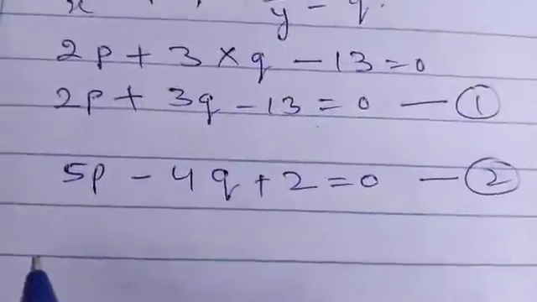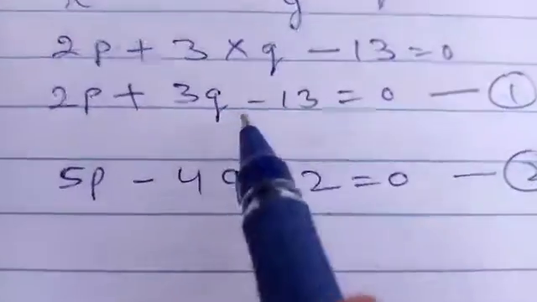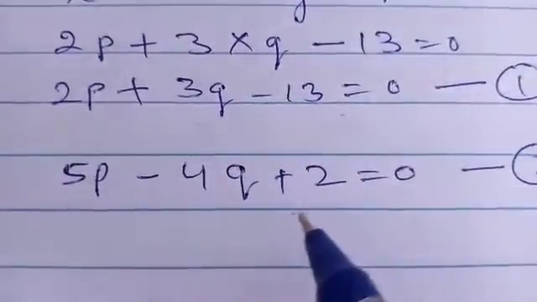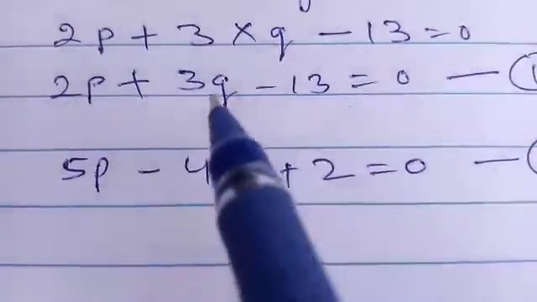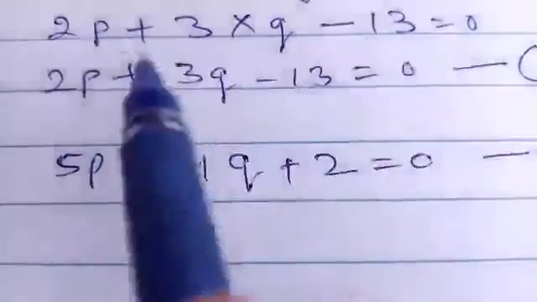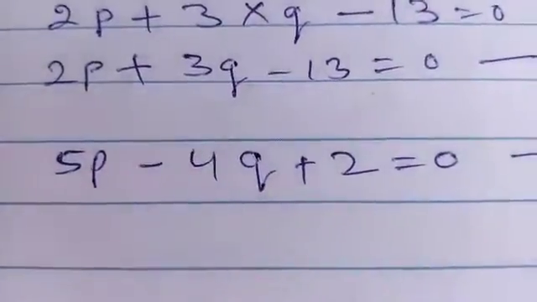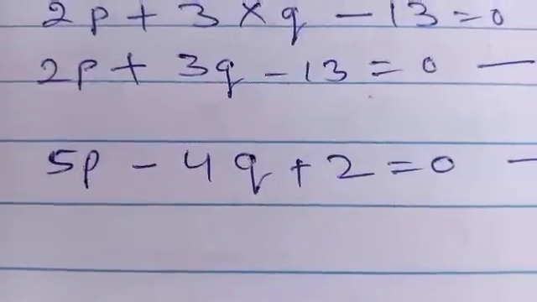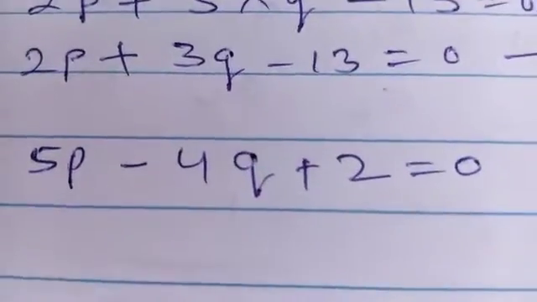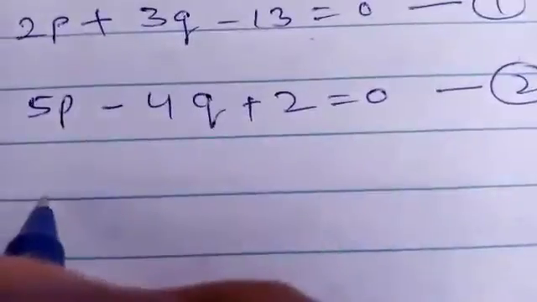Now how do we solve it? 2p + 3q - 13 = 0 and 5p - 4q + 2 = 0. Both equations are in the simplest form, so we can use any of the algebraic methods: elimination, substitution, or cross multiplication. We have taken the cross multiplication method.